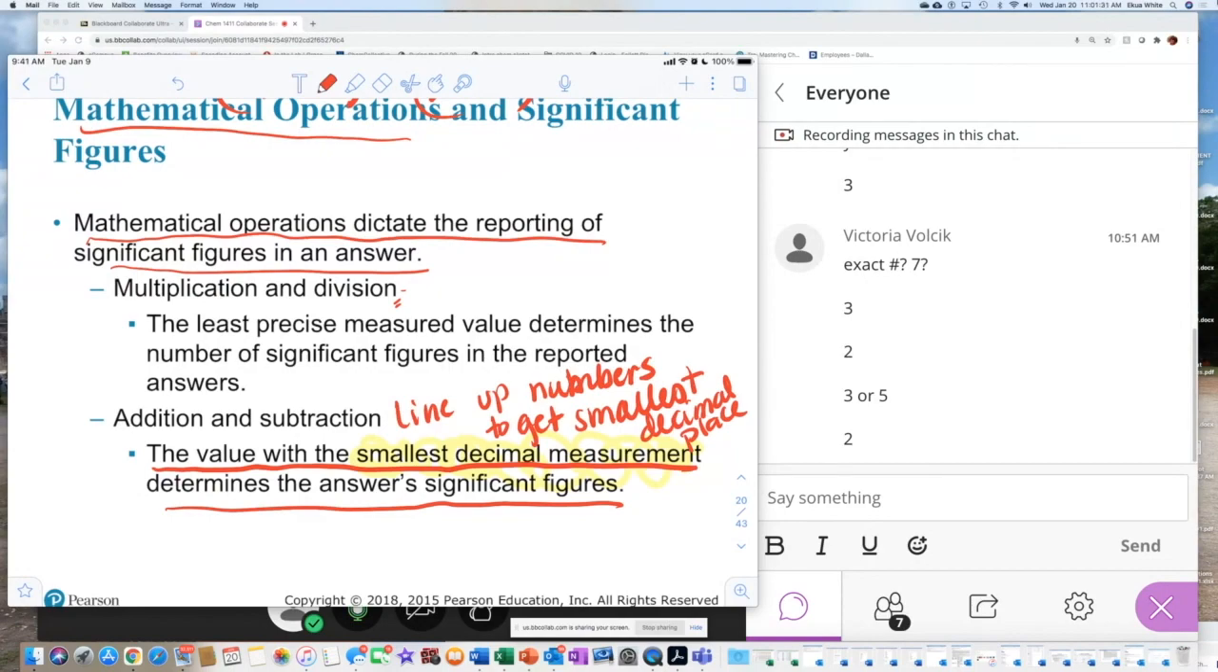Are we going to line up anything in multiplying and division? No, we won't line up. So here I say no line up. With adding and subtracting, we line up.